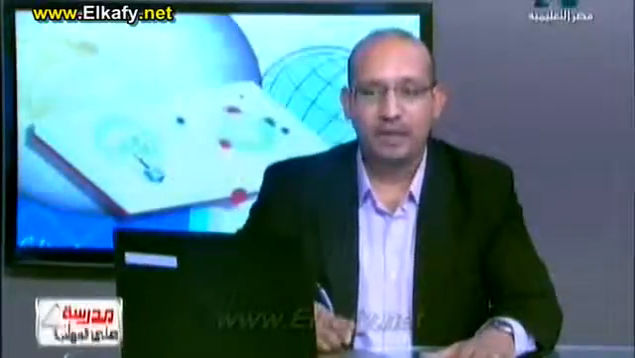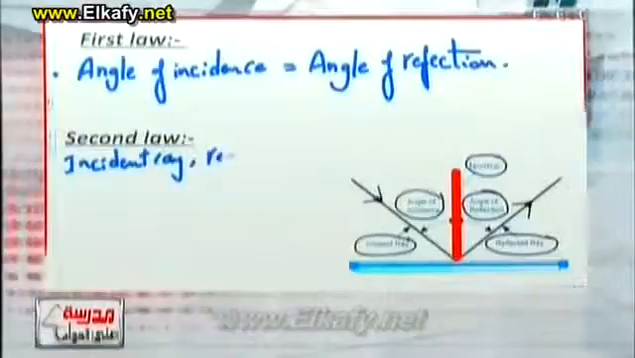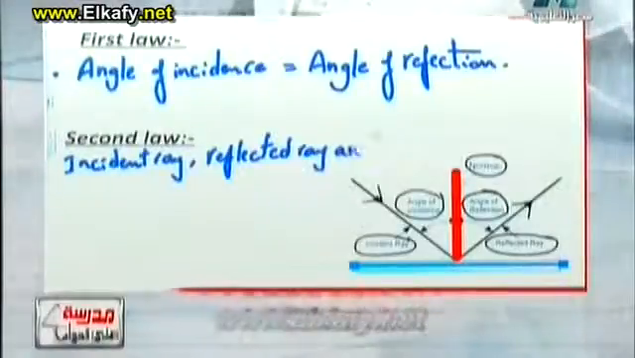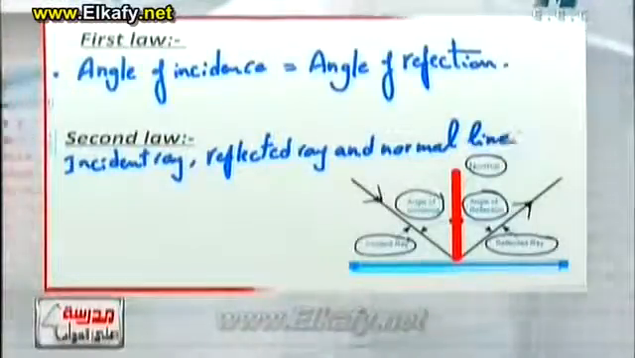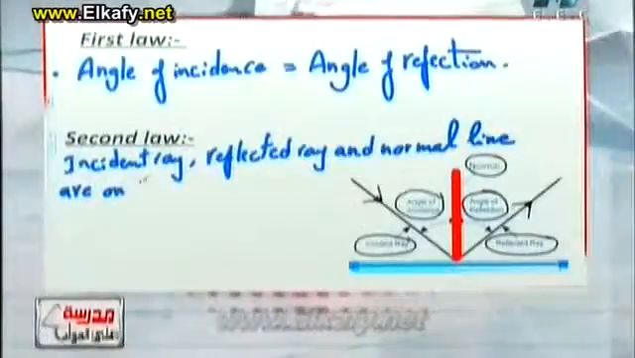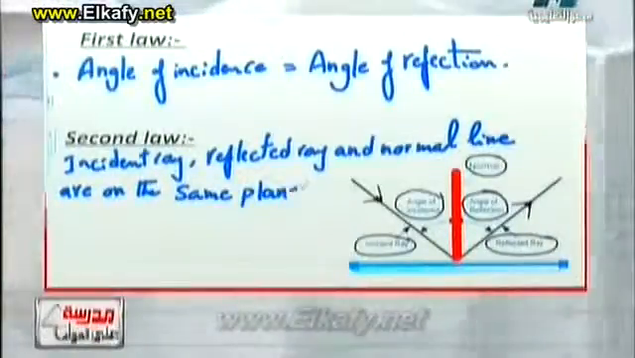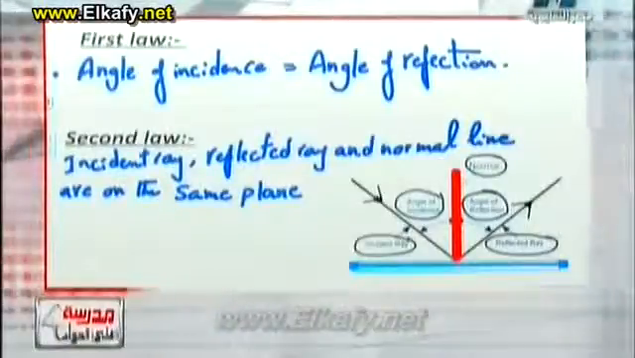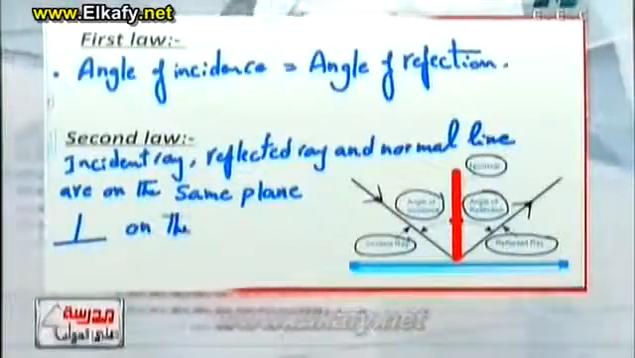We can write it here. I tell them: incident ray, reflected ray, and normal line, what about them? I must say they are on the same plane, meaning on the same surface, as they call it in Arabic. So incident ray, reflected ray, and normal line are on the same plane, perpendicular, and we know this sign from geometry, on the reflecting surface.